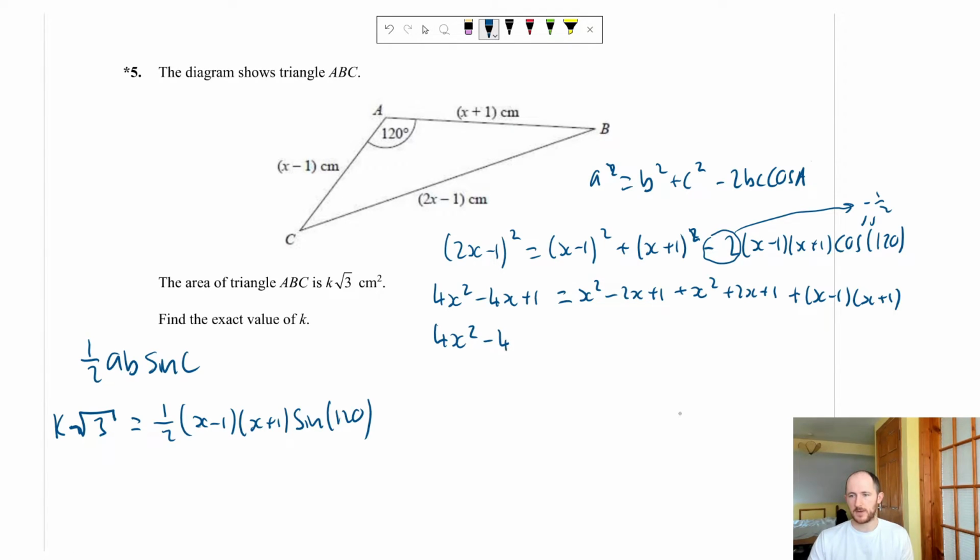4x squared minus 4x plus 1. X squared plus x squared is going to be 2x squared, is what I was meant to say. Minus 2x plus 2x is gone, so that becomes plus 2 now. Then we're expanding this again, so we get plus x squared again. Then we're going to have no x terms because it's minus x and plus x. Then we're going to have minus 1. So now we can simplify one more time.